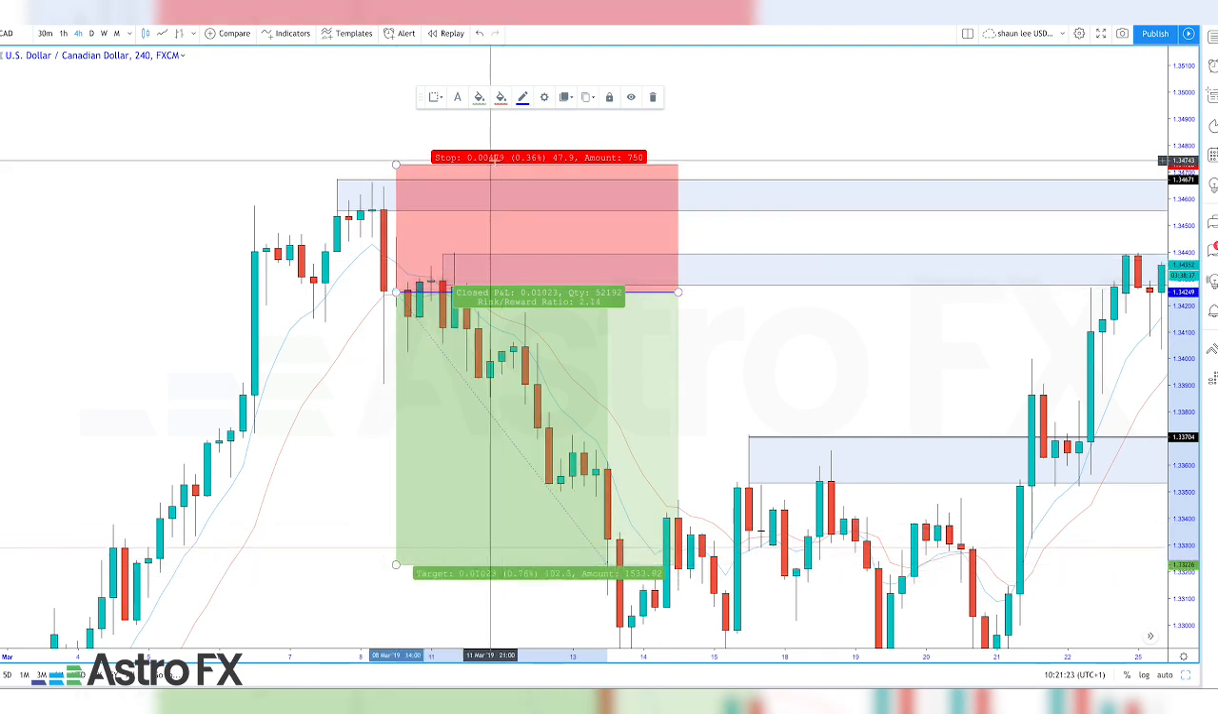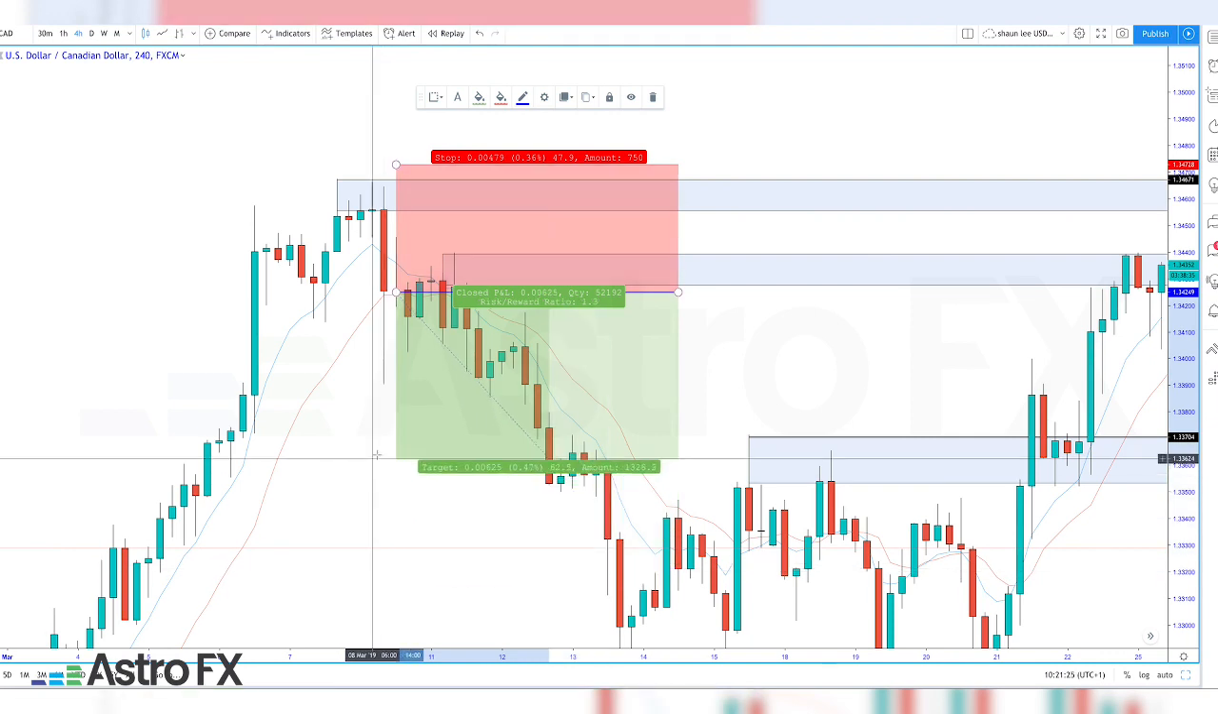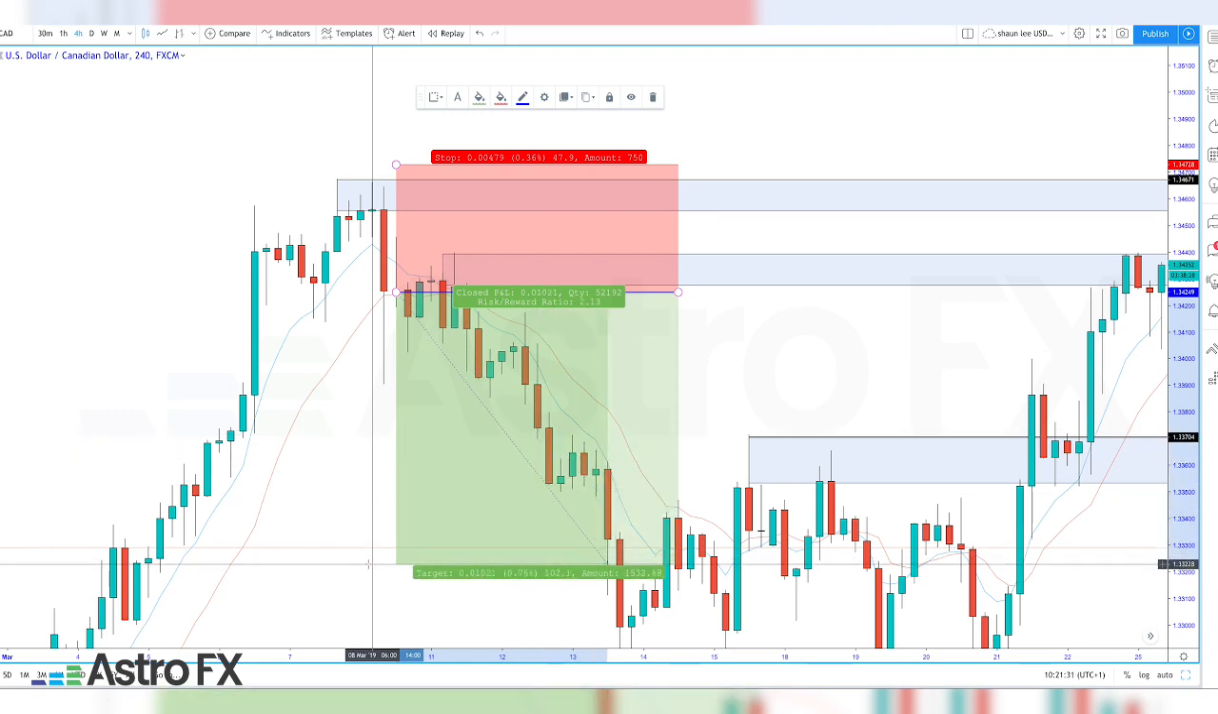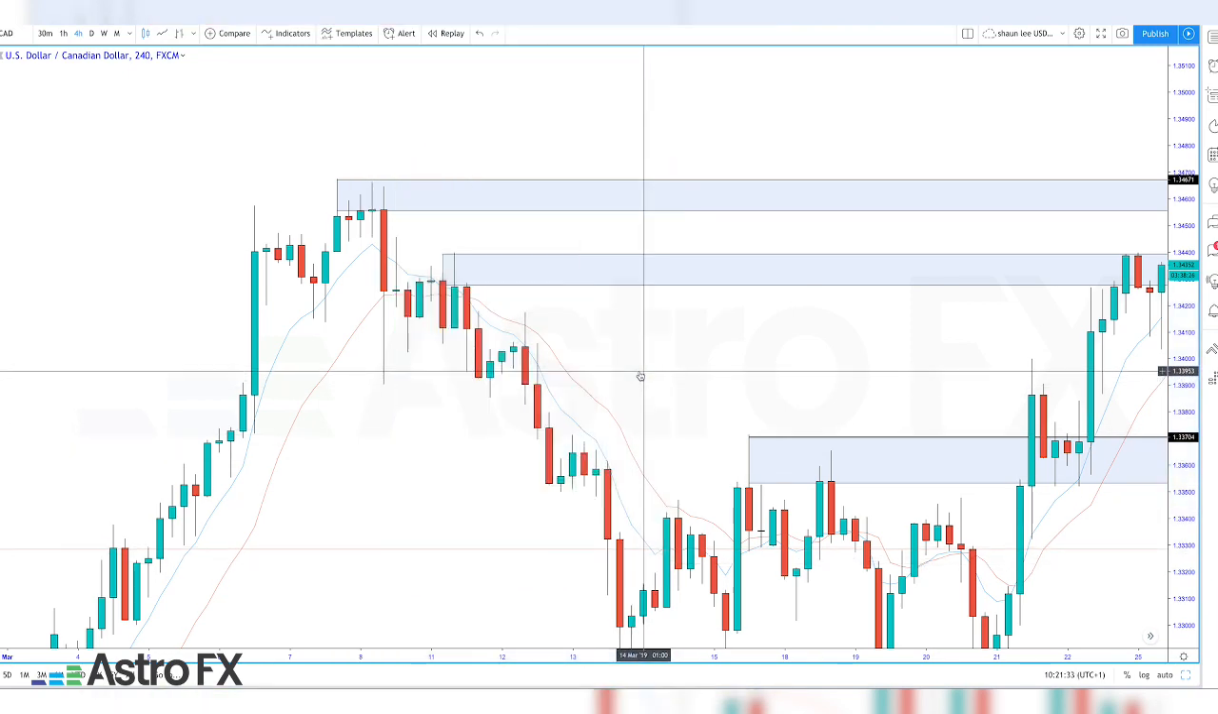Stop's only for 47 pips, so we want at least a 1-to-1 risk reward, going for 47.50 pips right there. A 1 to 2 would obviously be 100. That's how that one would be approached.